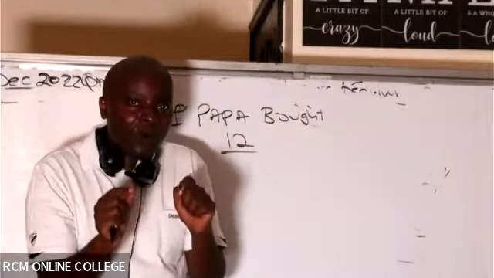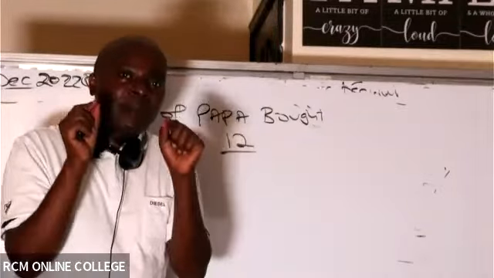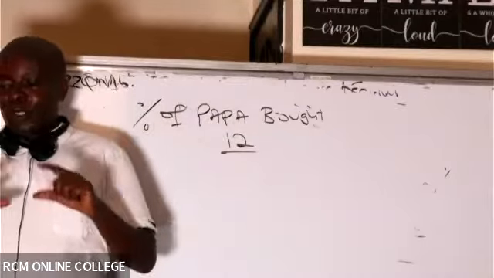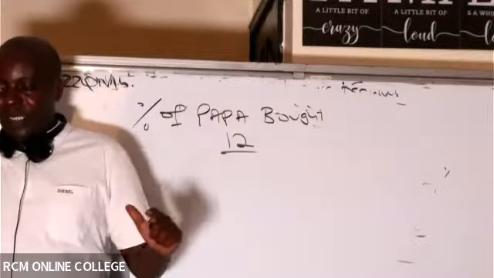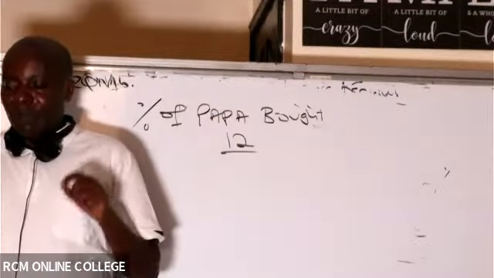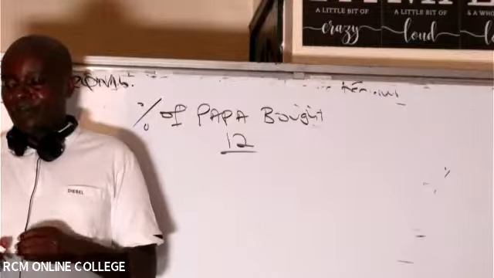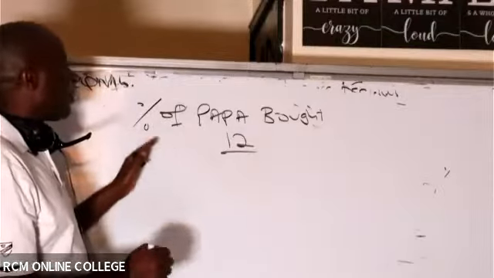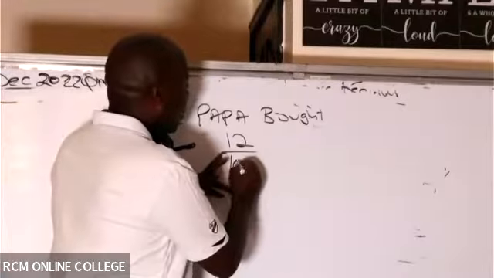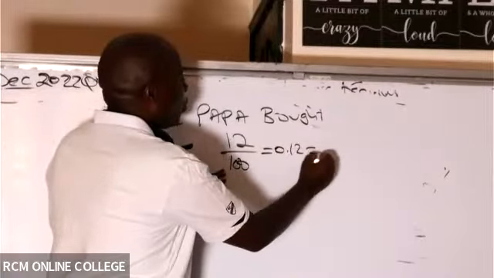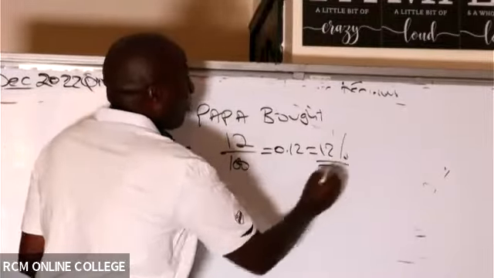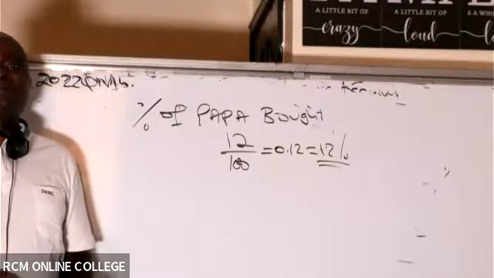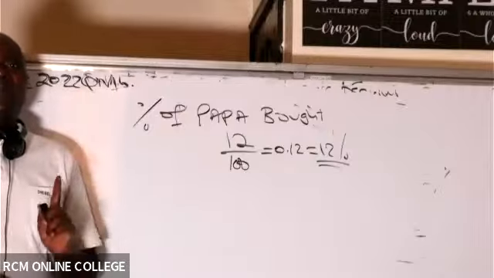Is there somebody who is able to tell me the amount of papa's equity? Go to the papa's equity statement. How much does papa have in form of equity? It's 100, isn't it? So the percentage here will be 12 over 100, which is the same as 0.12. So this gentleman will own 12% of papa.